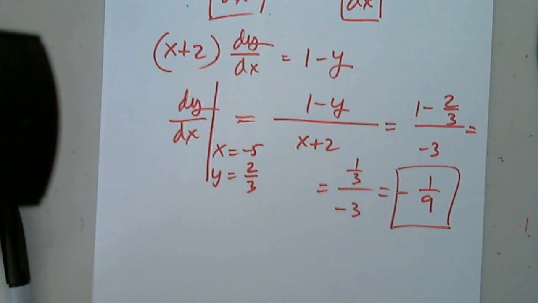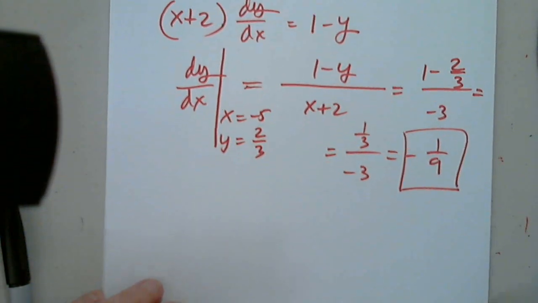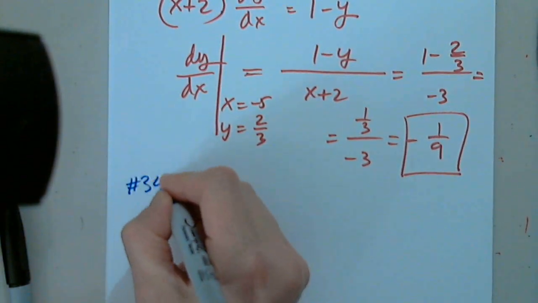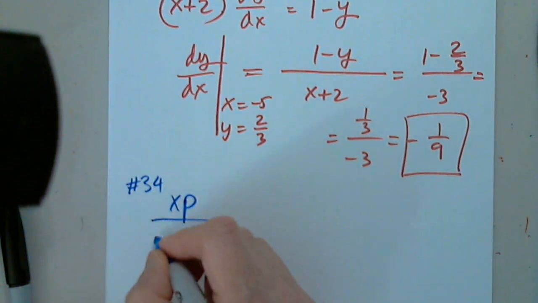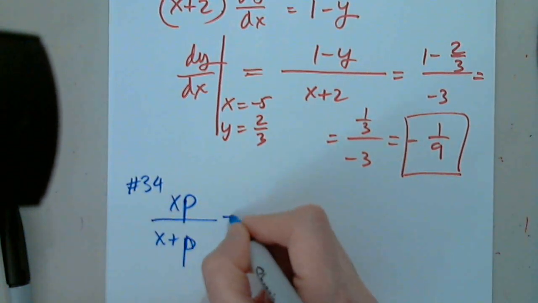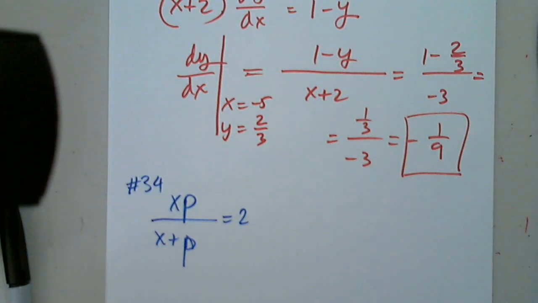Okay, so what about 34? They're all the same, but of course, different situations. xp over x plus p equals 2. And they give us the hint, clear the fraction first. In other words, multiply both sides, or cross multiply in this case.